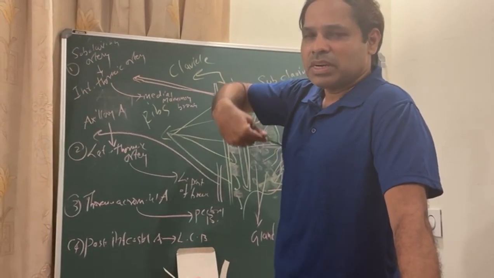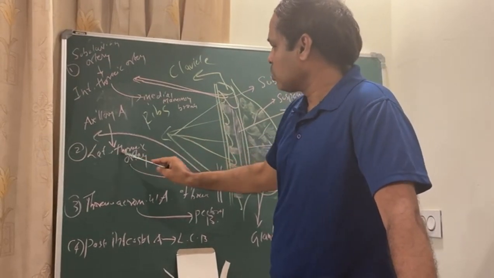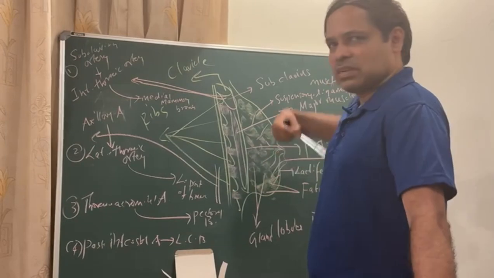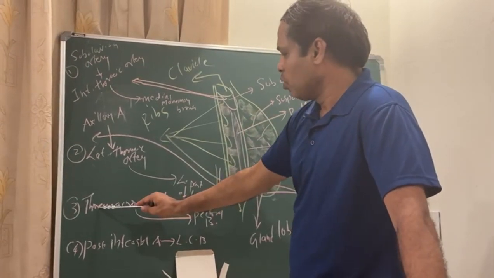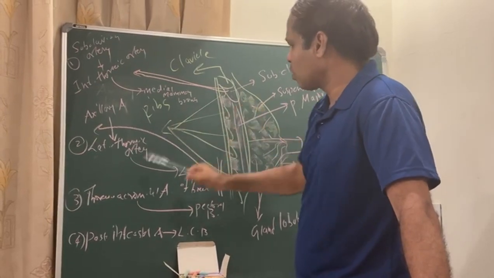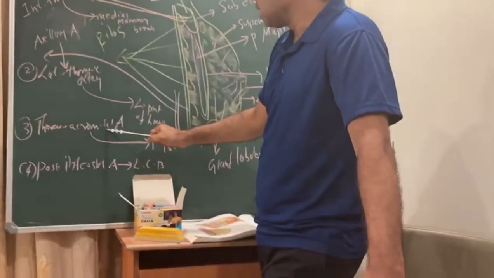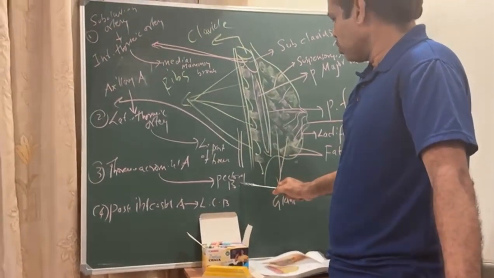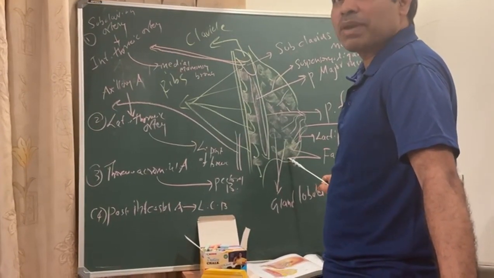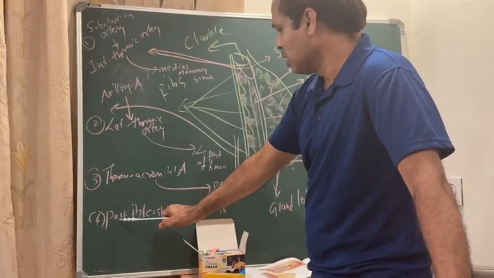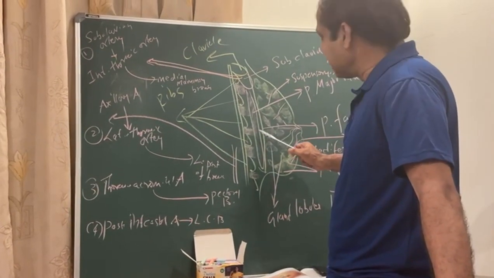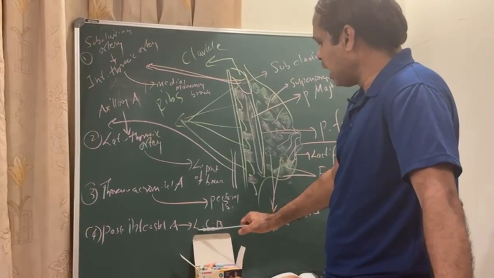The axillary artery, when it is coming down, gives one branch called the lateral thoracic artery, which supplies the lateral part of the breast. Then we have one more branch, the thoracoacromial artery, which supplies the thorax and acromion process of the scapula, and gives pectoral branches for the breast tissue. The last one is the posterior intercostal artery, which supplies the skin of the breast through the lateral cutaneous branch.